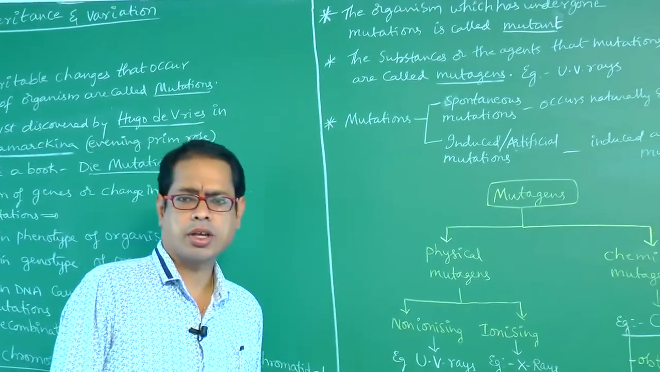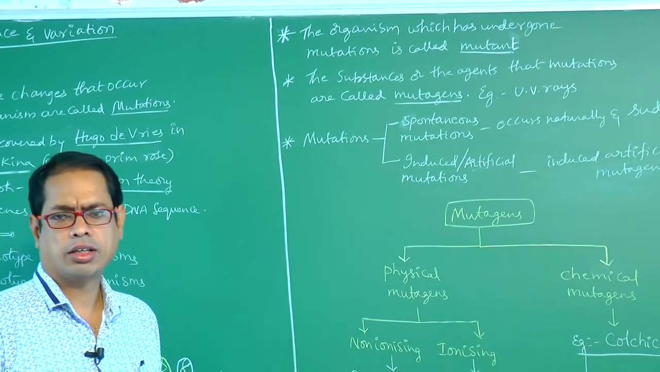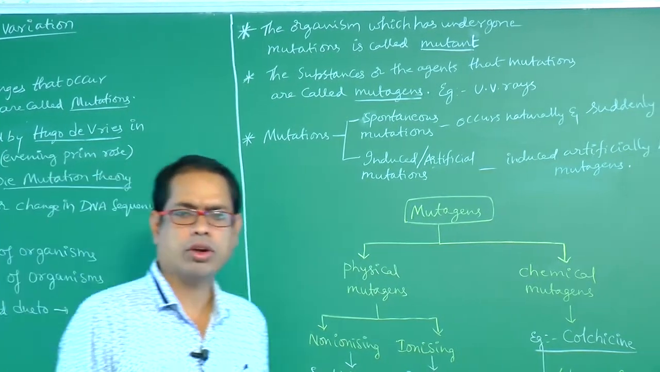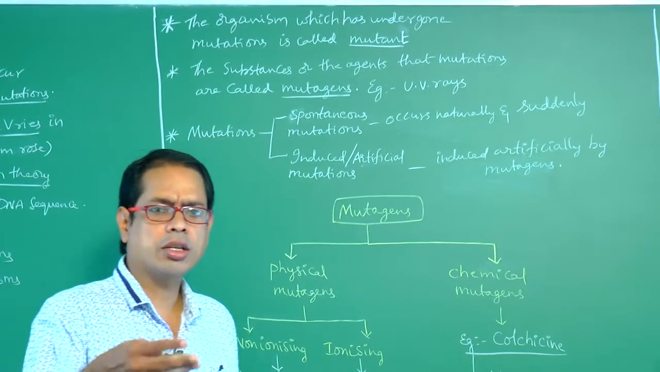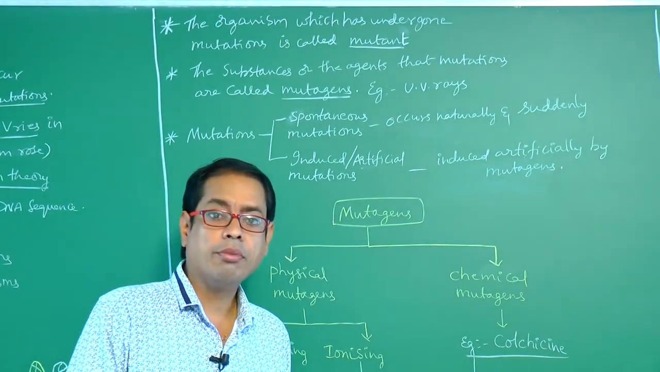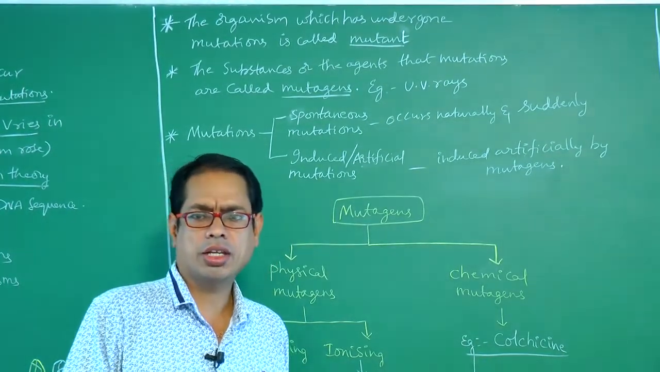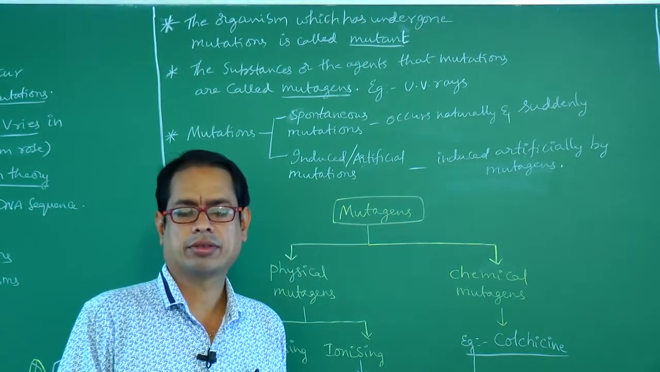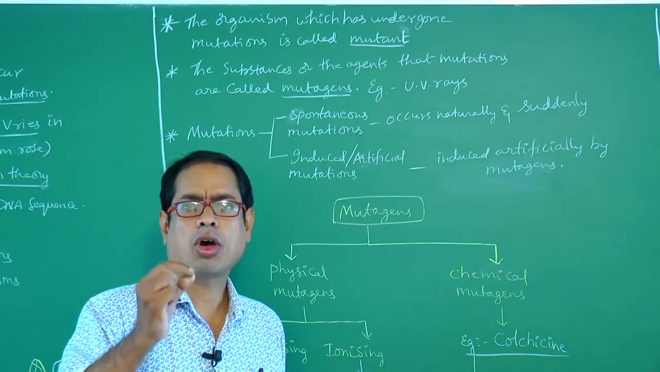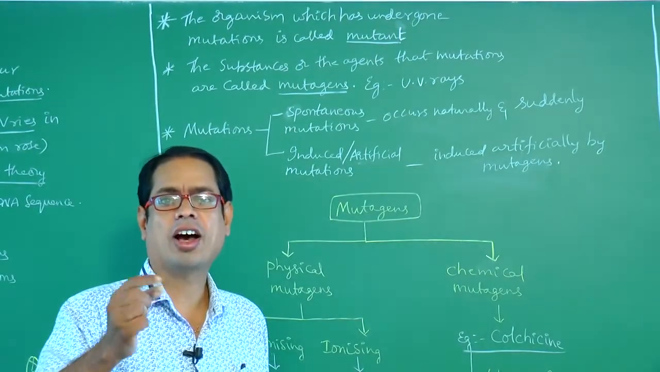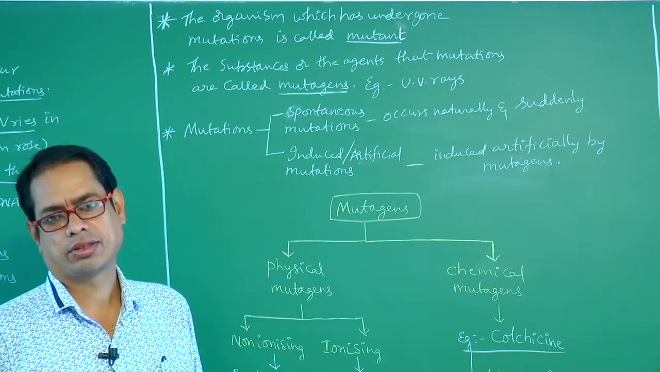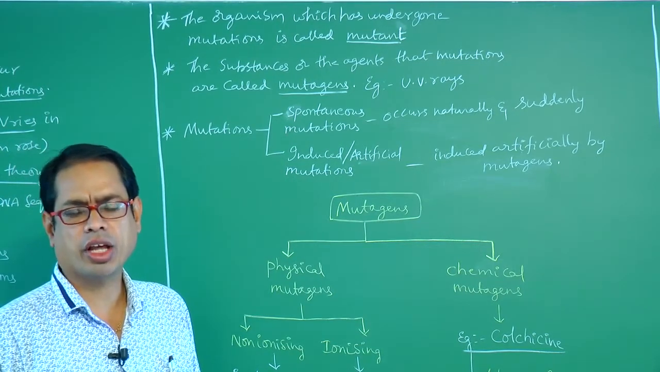What are the different types of mutations? And what is a mutant, what is a mutagen? These points we have to discuss. The organism that has undergone mutations is called a mutant. The substances or the agents that cause mutations are called mutagens.